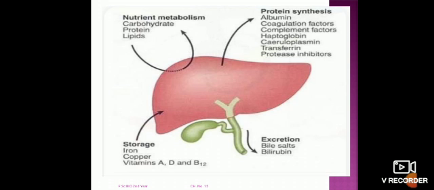The liver performs different functions, that is nutrient metabolism and protein synthesis. Here formation of different proteins takes place, and nutrients and their conversions also take place: carbohydrates, proteins, lipids that we eat and digest. That raw material, when it enters the liver, undergoes different metabolic activities. Here storage of iron and vitamins also occurs, and removal of bilirubin, as we discussed earlier, and metabolic waste or bile is also discharged from the liver.